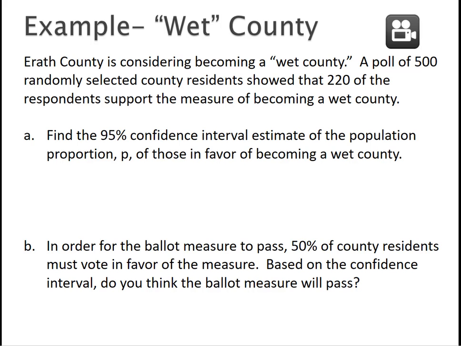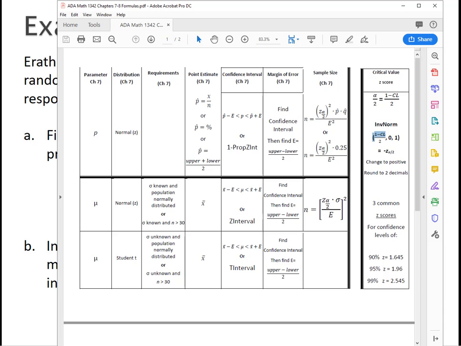So I'm going to come over to my formula chart. Notice that in 7.1, I am working with a proportion. So I'm going to look at that far left column of my formula chart and look for where it says P for proportion under parameter. And then I'm going to go over in that row to the right until I find the confidence interval.